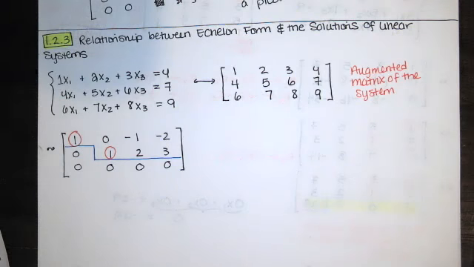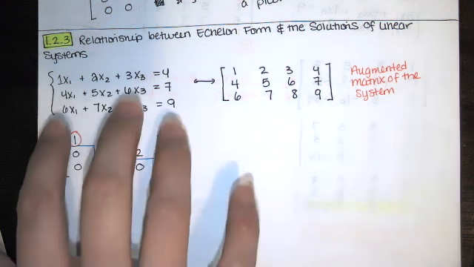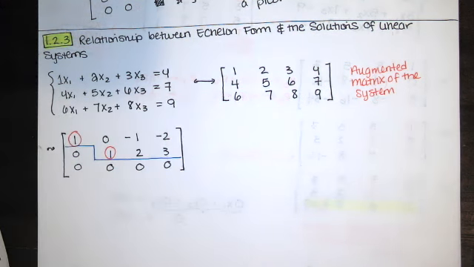In this video, we continue our discussion of row reduction and echelon forms with a discussion of the relationship between echelon forms of the augmented matrix of a linear system and the solutions of that linear system. So let's say we have a linear system like this.